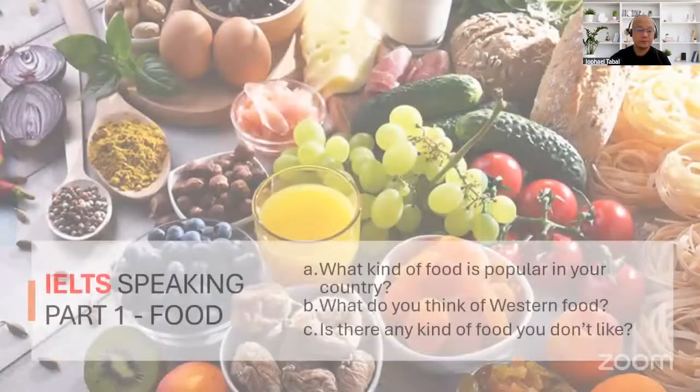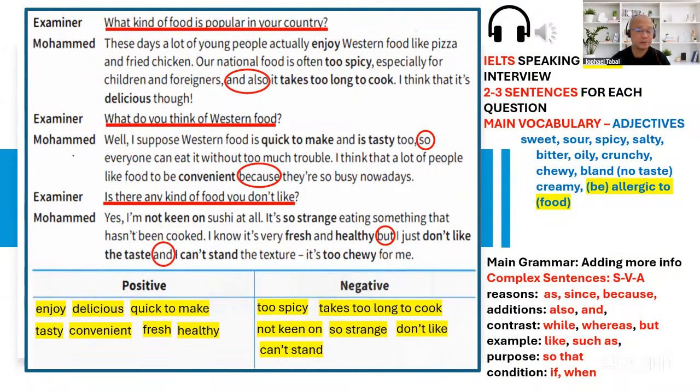As you can see, this is an example speaking answer for part one, and you can see here the use of complex sentences, subject verb agreement, okay? So we have and also, so, because, but, and so on. For each question you should try to answer for at least 2 to 3 sentences, all right?